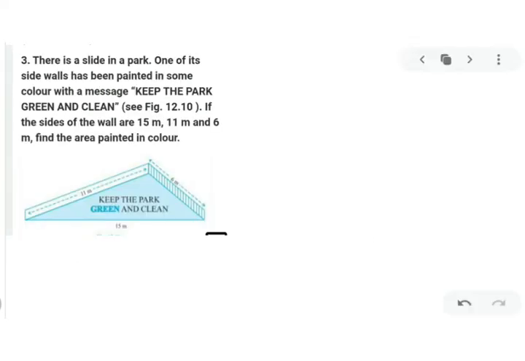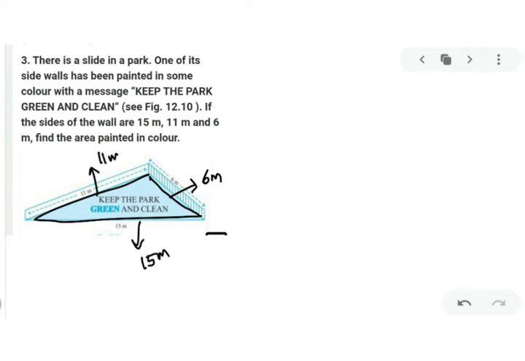Let's take our next problem, which says there's a slide in a park. One of its side walls has been painted in some color with a message, "Keep the park green and clean." If the sides of the walls are 15, 11 and 6, find the area painted in color. So you want to take the area of this part. You have all the three sides. You have 6 meters here, you have 15 meters here, and you have 11 meters here.